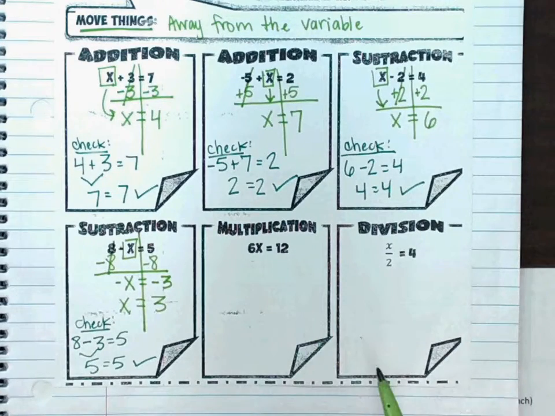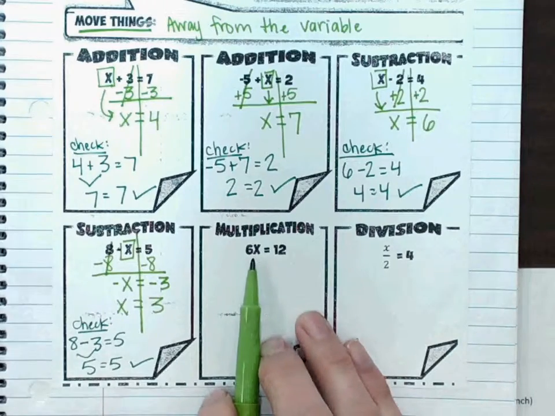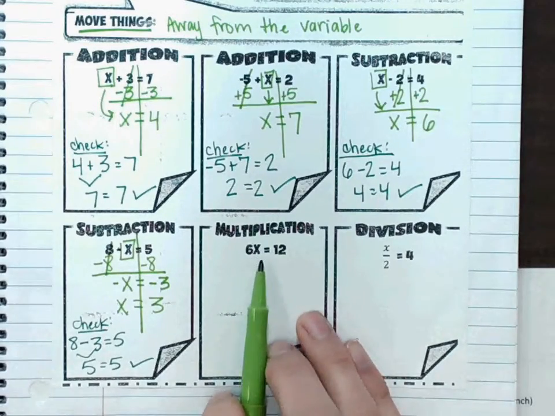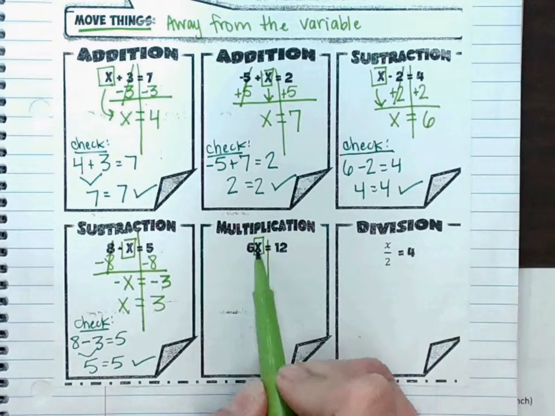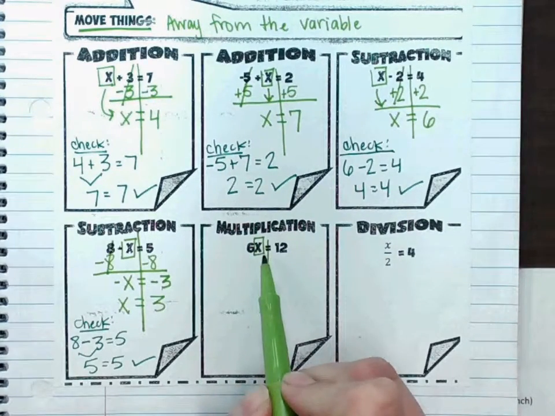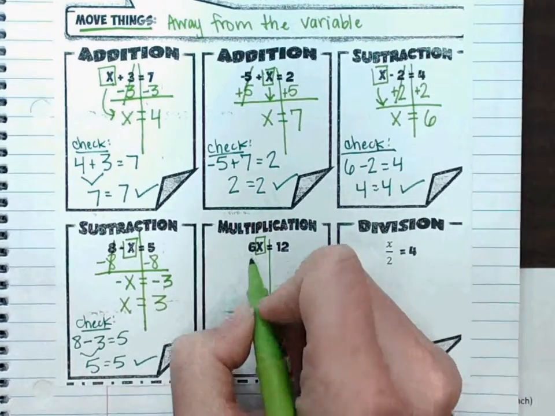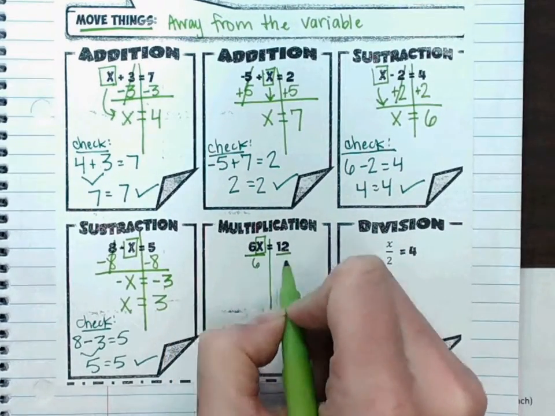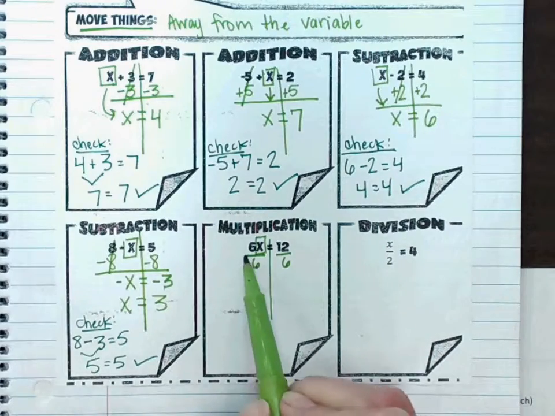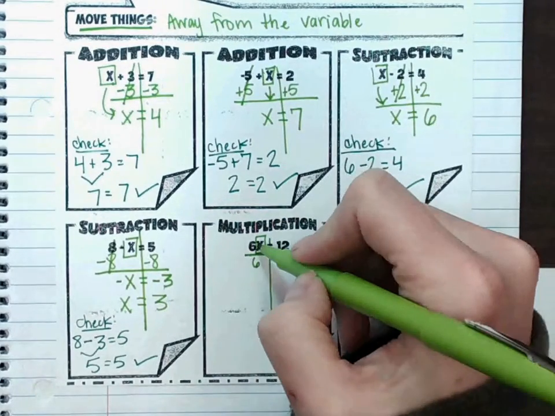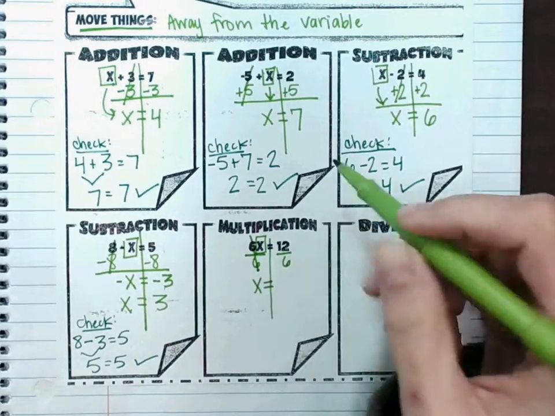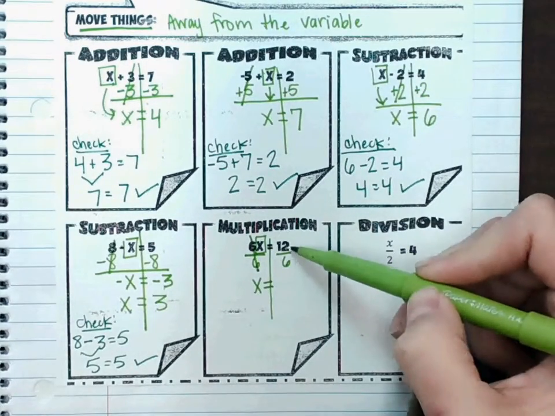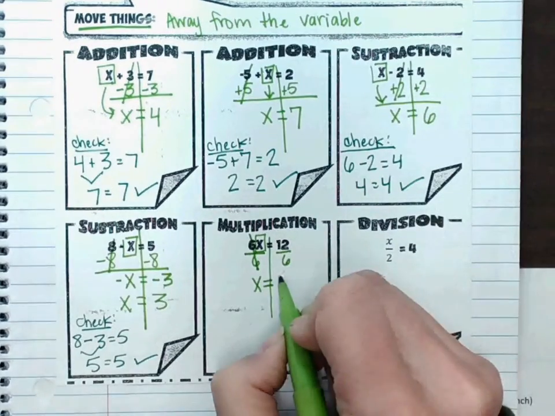Alright, next is multiplication. So, remember that when a number and a letter are next to each other, it means they're being multiplied. So, draw your line, box your variable, and then figure out, okay, these are being multiplied, so the opposite of multiply is to divide. So we're going to have to divide both sides by 6. And to show that, we just draw a little fraction bar. So if you times 6 and divide 6, they cancel, and you're left with x equals, and this means 12 divided by 6, which would be 2.